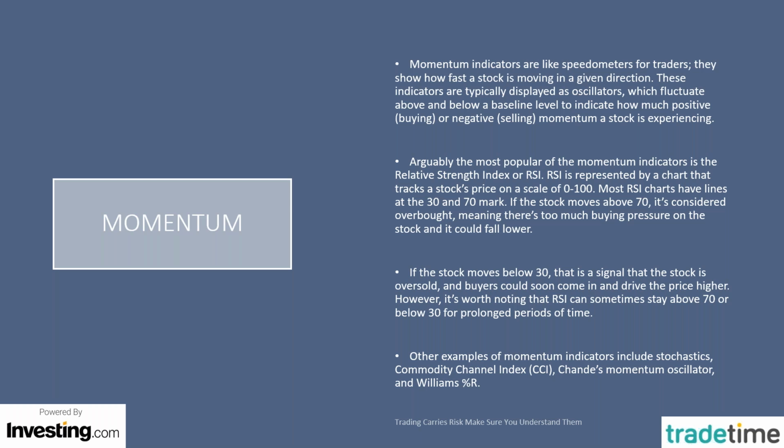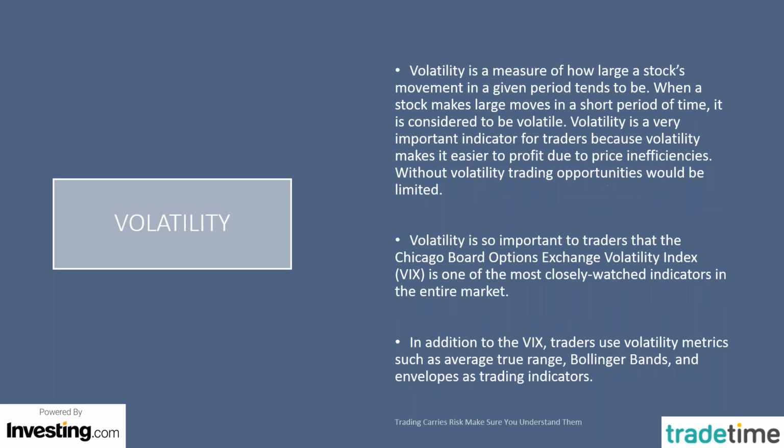Arguably, the most popular of these momentum indicators is the Relative Strength Index, or RSI. RSI you'll hear about if you're a beginning trader. If you've got buddies that are trading, they're all going to be mentioning RSI to you. It's a well-established indicator and is relatively respected for short-term online trading. Now, other examples include stochastics, which is also very popular, CCI, Chande's momentum oscillator, and Williams %R.